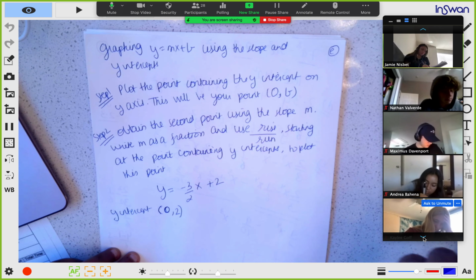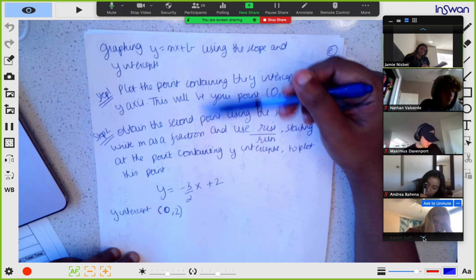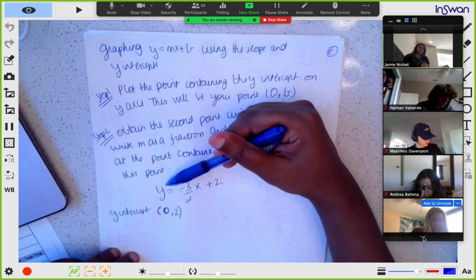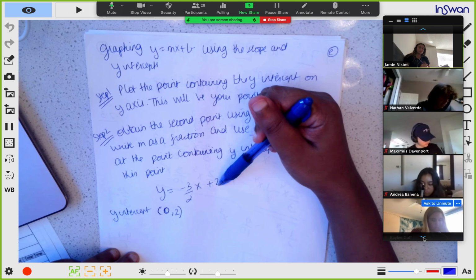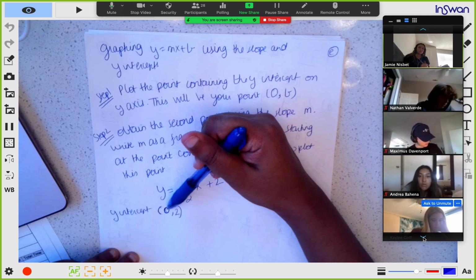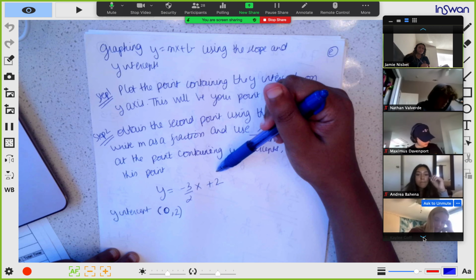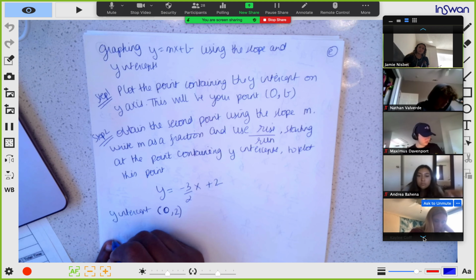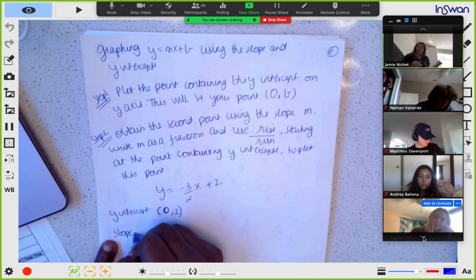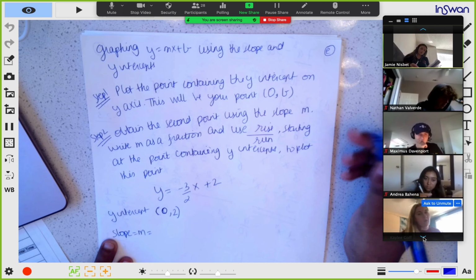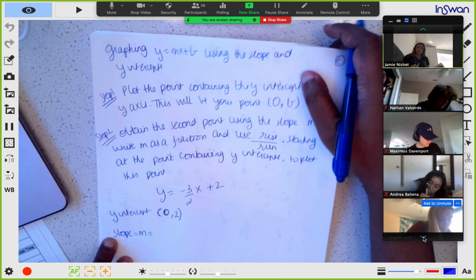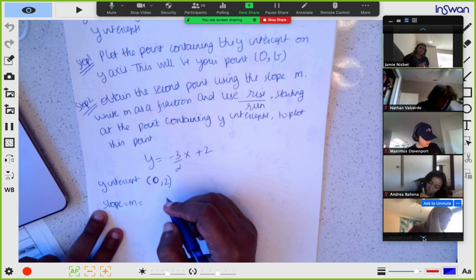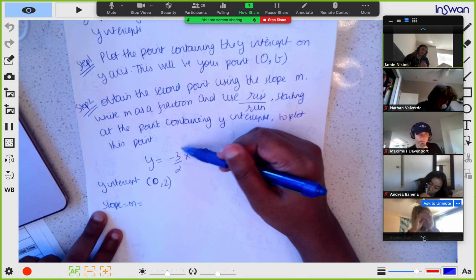Note that the equation given to me was in slope-intercept form. It looks like this: y is equal to mx plus b. So my y-intercept will be just 0 comma b, and in this case my b was 2, so it became 0 comma 2. Okay, can you tell me what is my slope? Negative 3 over 2x. Just the number, you don't take the x. So negative 3 over 2.